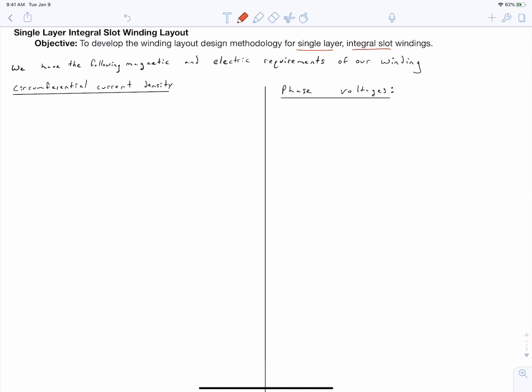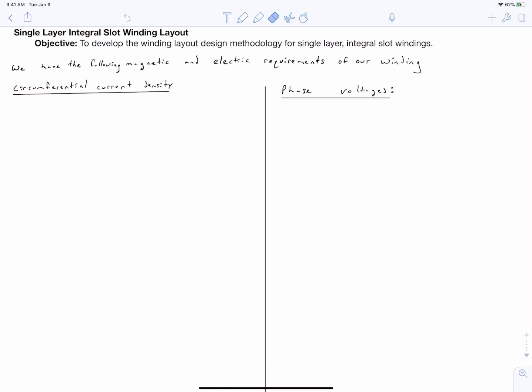In a later video, we'll be talking about scenarios where your number of slots per pole per phase is a fraction or doesn't have to be an integer value. But that is a more advanced concept. And we want to start with integral slot windings because we can understand them readily by drawing cross sections of our motor and mapping that to our star of slots.